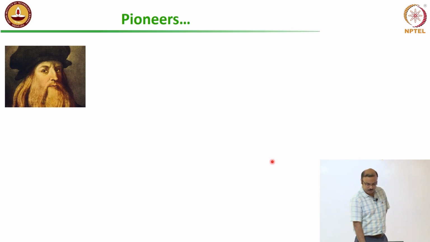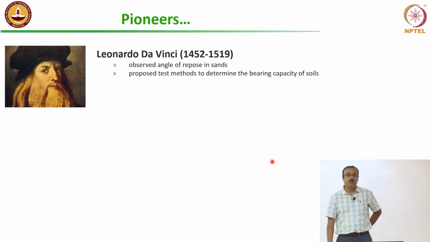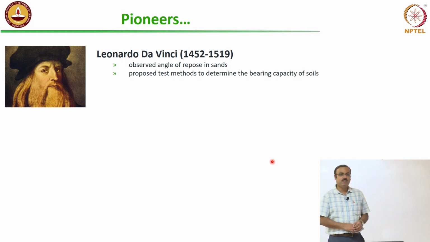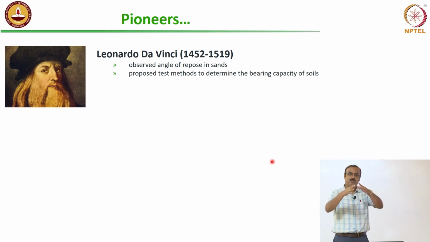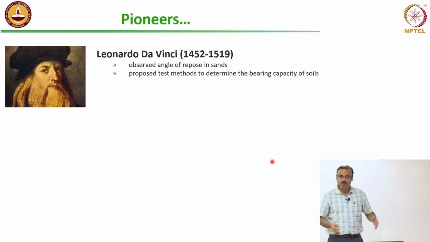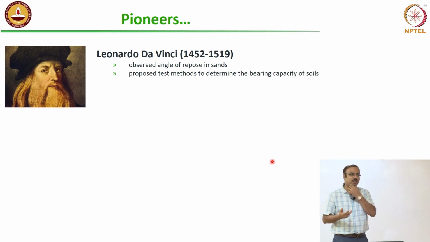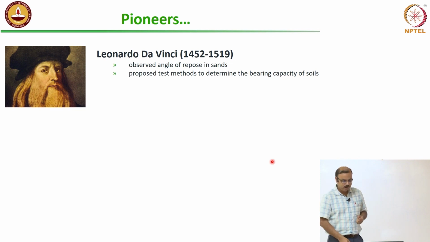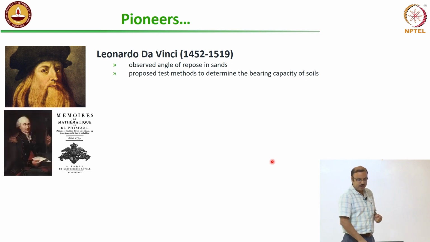This is the famous person Leonardo da Vinci. Although he is known for some other works, he is the one who first started analyzing soil in a mechanics way. He coined a term called the angle of repose of sand. That means, without support, at what angle can we stack the sand, what is the optimum angle beyond which the sand will start rolling off. He also started a test method to understand the bearing capacity. Bearing capacity means, as I said just now, how much load a soil can bear, how much resistance it can provide to the building. He started all this in a very interesting way.